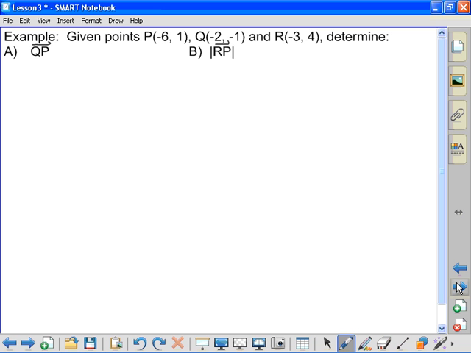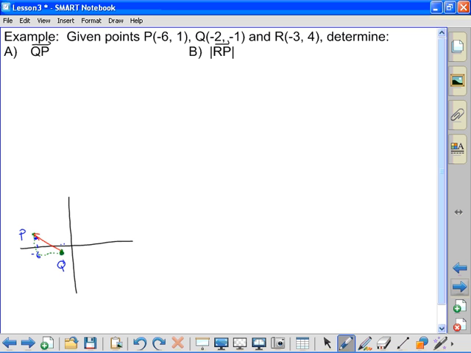So how do we find vector QP? Well, if I go to a sketch down below here, and I plot these points very, very roughly. So let's go negative 6, 1. So there is my point P. Q is negative 2, negative 1. So there's my Q. And I want to find vector QP. So I am looking for this vector right here. Here's my starting point. I need to get a road map to get to my end point. So I need to find how far this way and how far that way I go to get from Q to P.